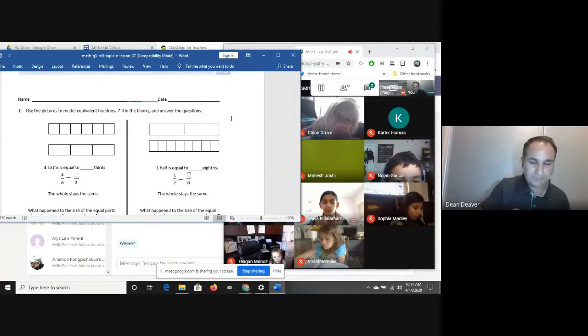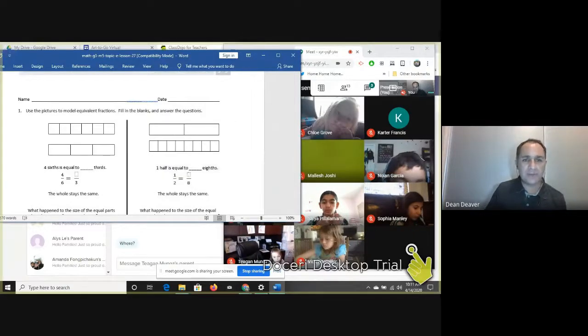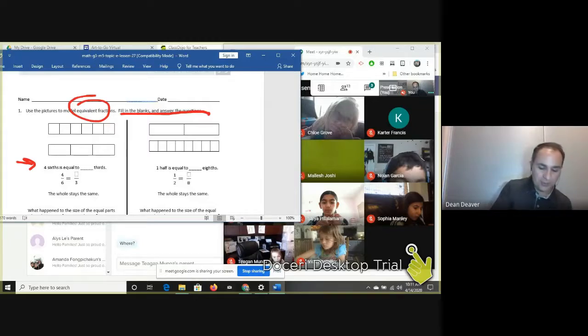The first one says use the pictures to model equivalent fractions. Equivalent, as we know, means equal, the same value. It doesn't necessarily mean that they're going to look the same, but it does have the same value. I'm going to circle equivalent, and we're going to fill in the blanks and answer the questions. For the first one, it says 4/6 is equal to what? I'm going to shade in 1, 2, 3, 4, 4 out of the 6, and if I look down here, I can shade in this, and they're exactly equal.